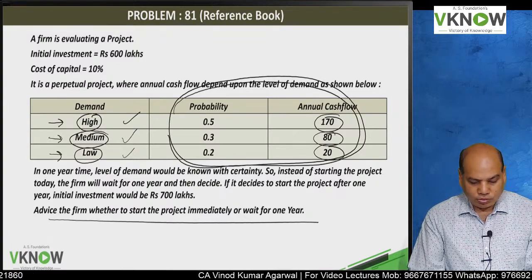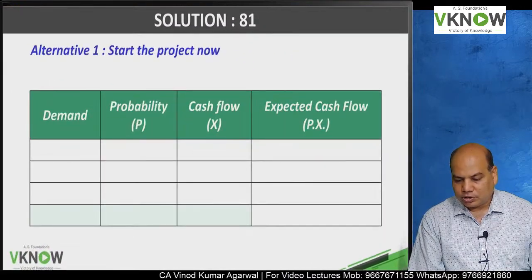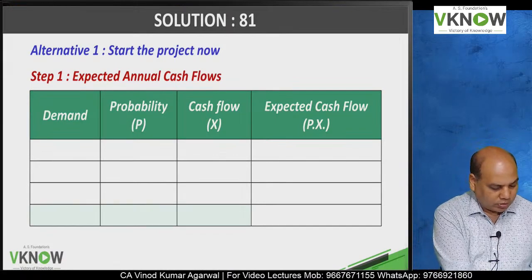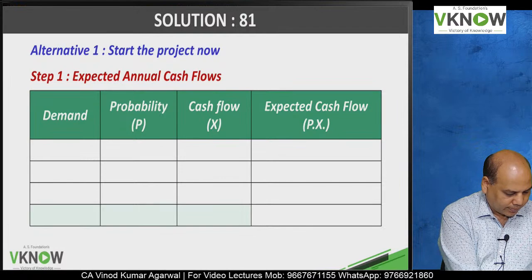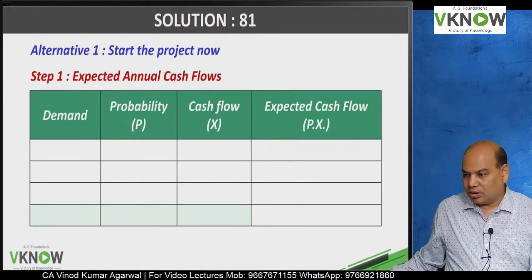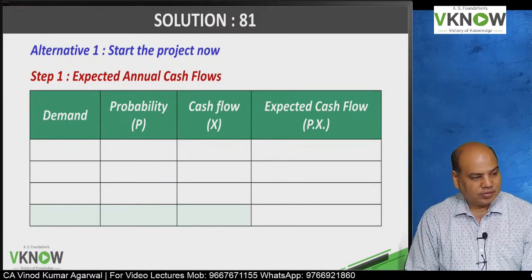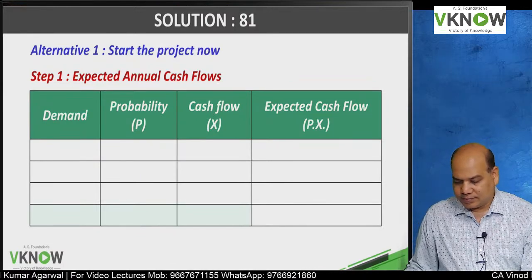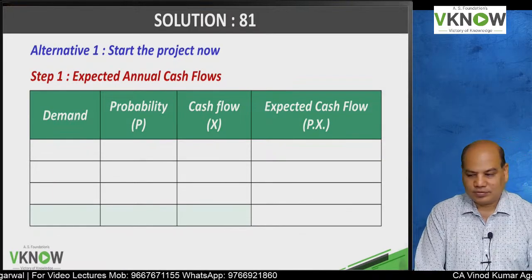So what we will do? We will solve. First you will solve part 1, alternative 1. Learned students will solve. You are very intelligent, I know, but you are not putting that much effort. Alternative 1, start the project, put more effort.